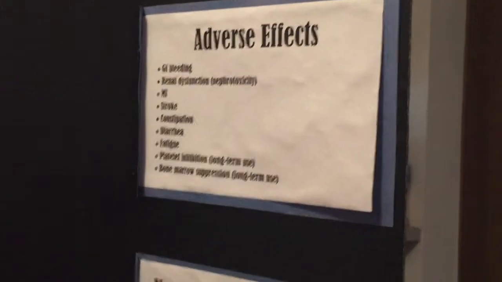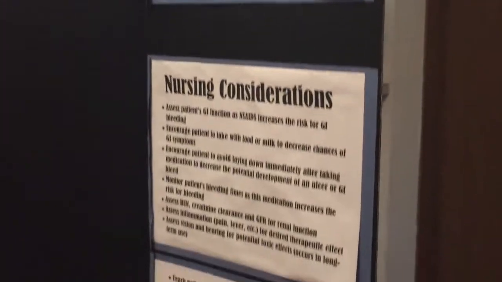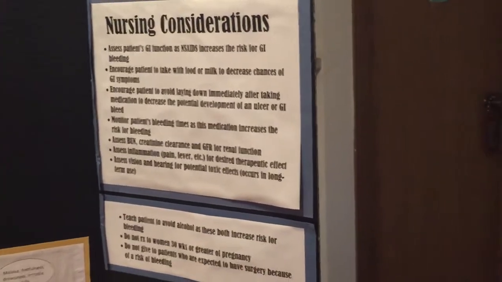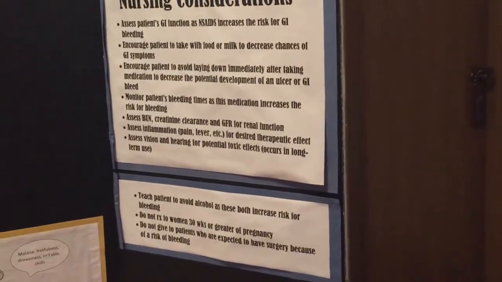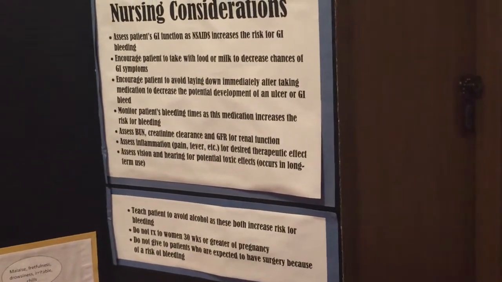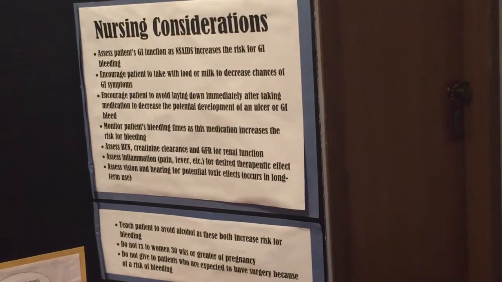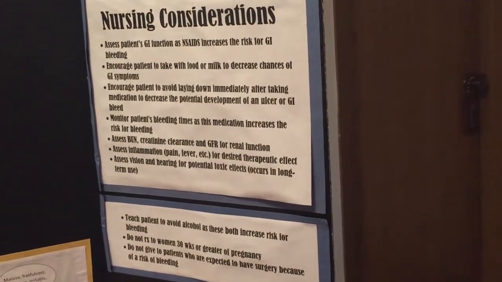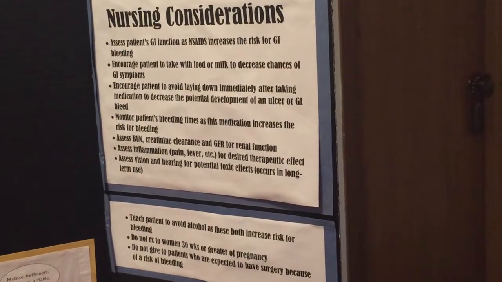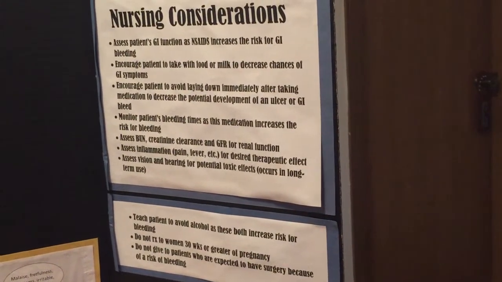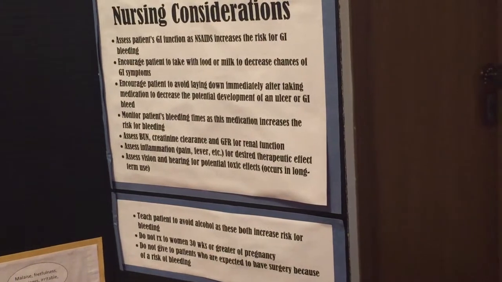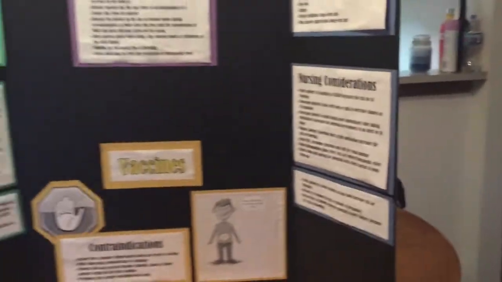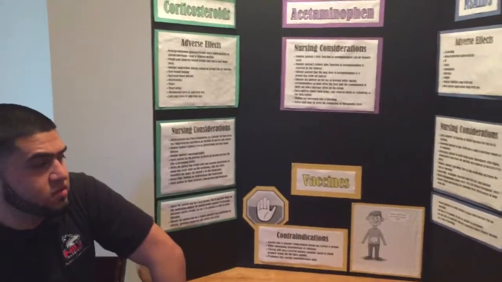Some of the nursing considerations when it comes to taking NSAIDs: you need to assess the patient's GI function, and assess the renal function by checking the BUN, the creatinine clearance, and the GFR. And you want to assess the inflammation, the pain, the fever, etc. for desired therapeutic effects, and assess vision for potential toxic effects. With long-term use, you want to think about tinnitus, as it's a sign of close to overdosing.